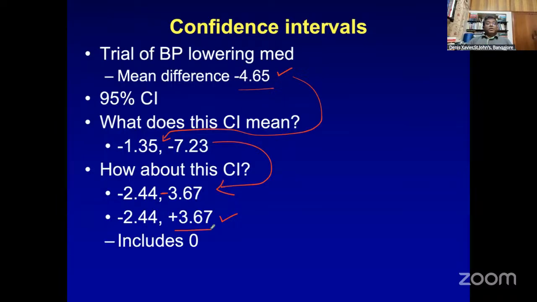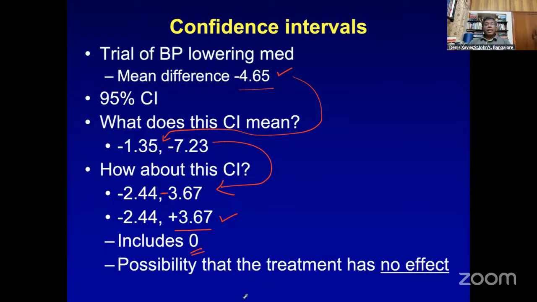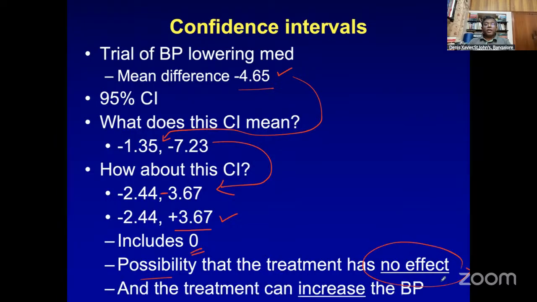Okay, and it includes 0. The moment it includes 0, it is not statistically significant. Or here it is 0 because it's a risk or it's a difference. If it is a ratio, it will include 1. Ratio means 1. All right. So there is a possibility that the treatment has no effect, and I don't trust this. Okay. The treatment, as Satya said, increases the blood pressure.